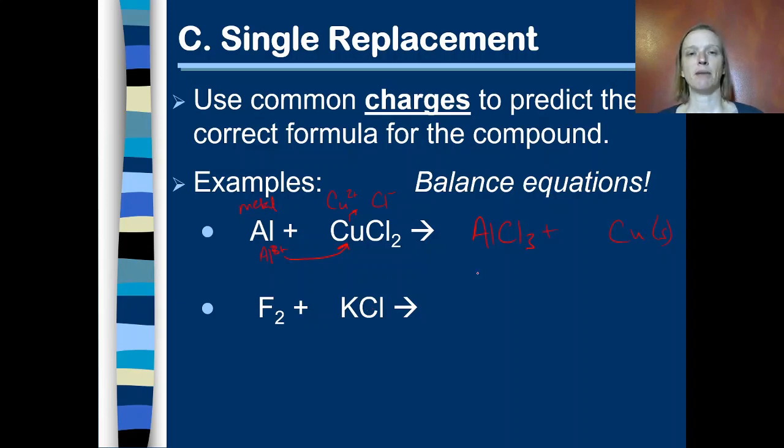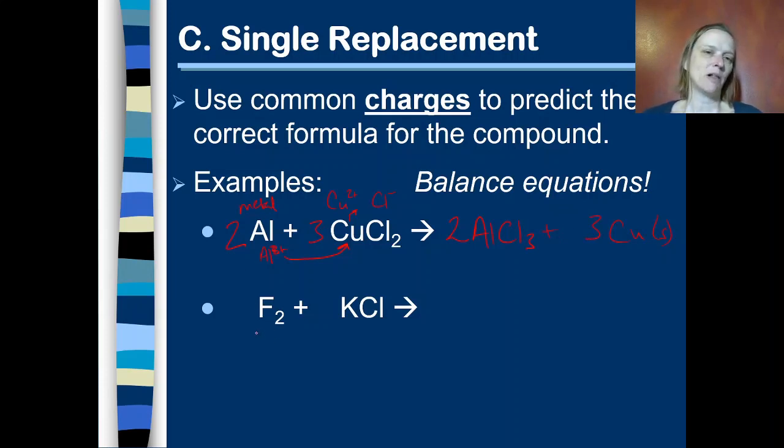This equation is not balanced, so we need to look at balancing it. We need to have 2 aluminums, 2 out front so that I can have 6 chloride ions, 3 out front here so that I can have 6 chloride ions. Now I need to make my aluminums and coppers balance. I need a 2 in front of the aluminum and a 3 in front of the copper.